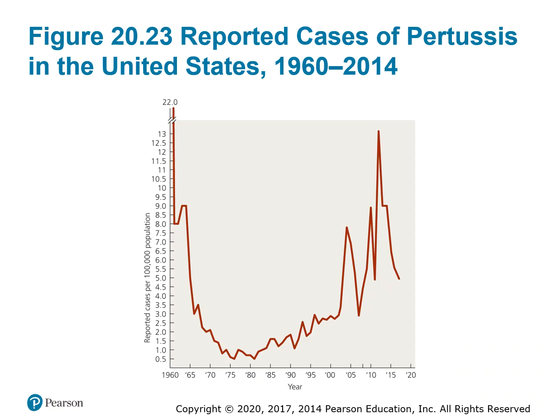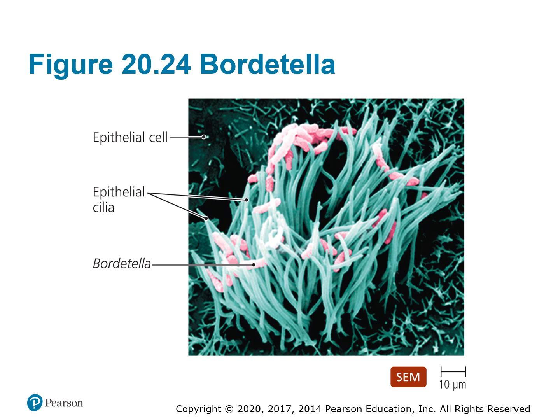So, reported cases of pertussis in the United States from 1960 to 2014. Notice that in 1960 there were a lot of cases of it. And then they had a vaccination. And once that vaccination came around, you notice the number of cases went down dramatically. But you also see that cases started to go back up because of people choosing to not vaccinate. Here is Bordetella, a scanning electron micrograph of it. The Bordetella are the pretty pink things.